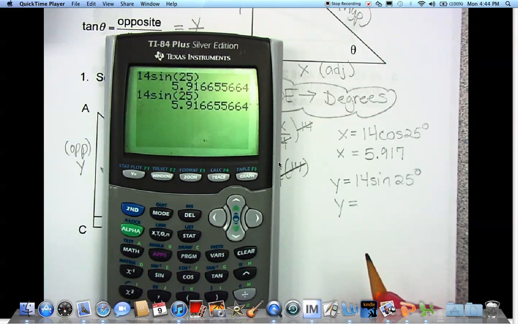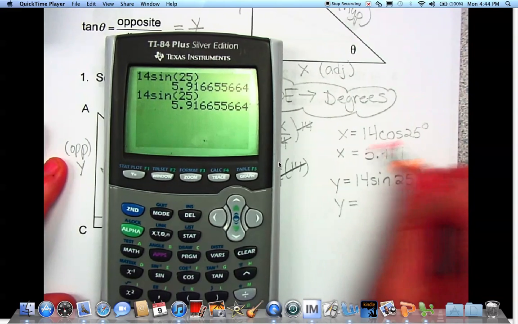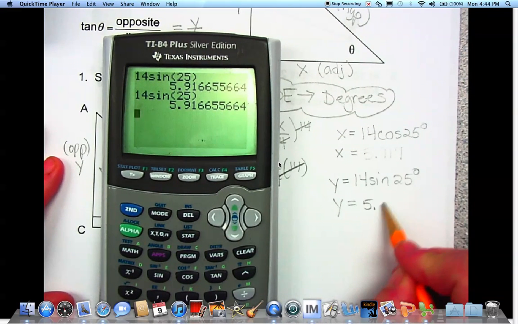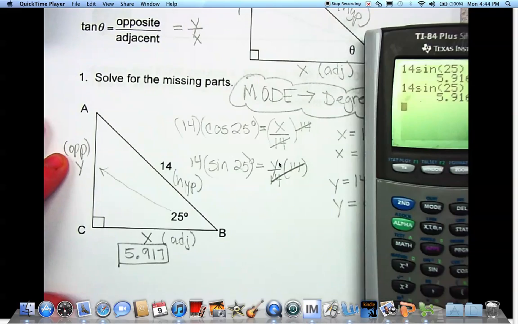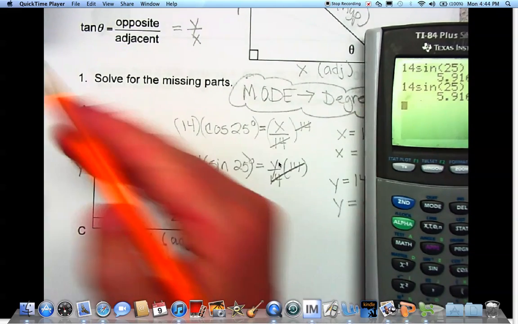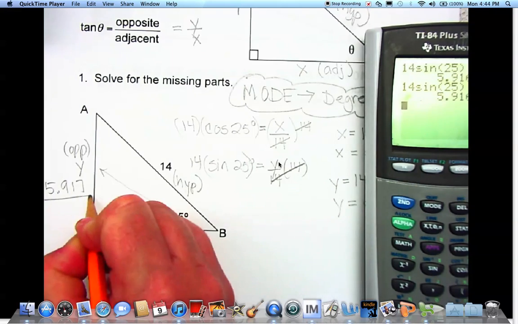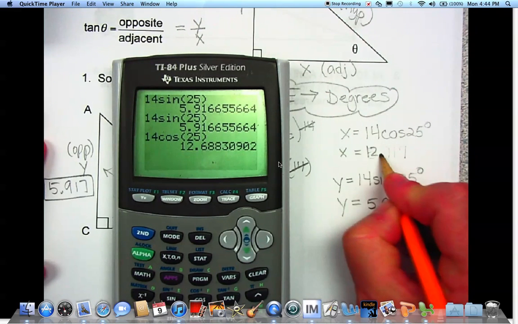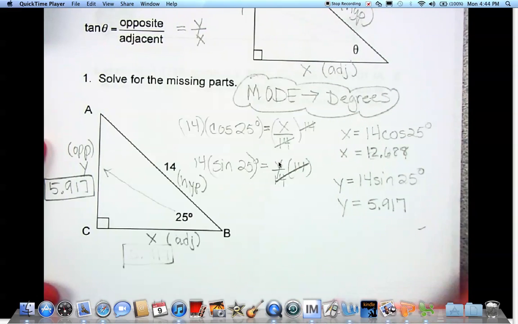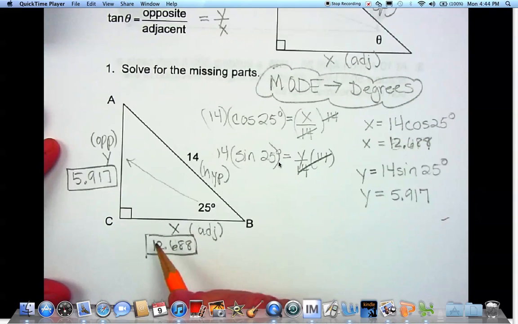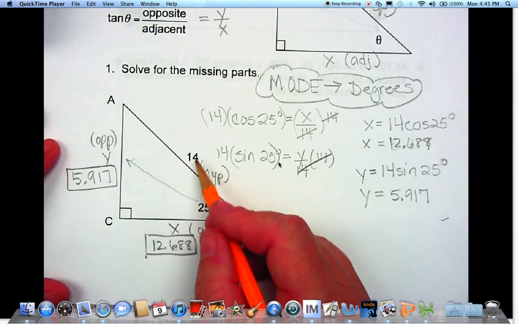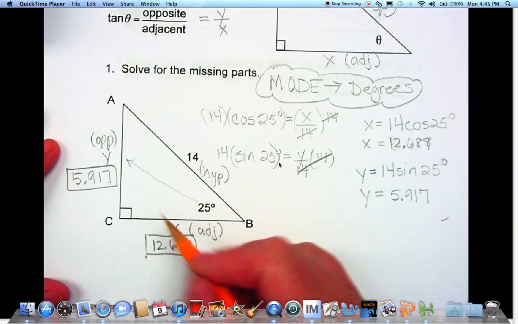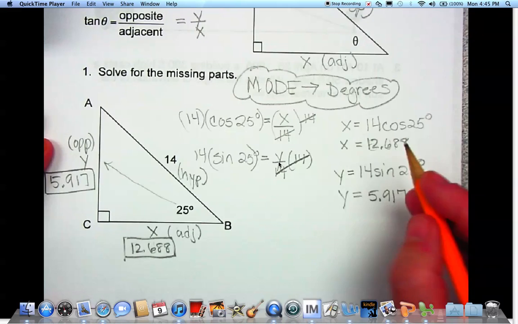Whoops. I did sine last time, didn't I? So sorry. This one is 5.916 or 917. Let's change this. 5.917 for sine. Cosine, sorry about that, 14 cosine of 25 is 12.688. Okay, and let's check and make sure it makes sense. The hypotenuse is 14, and it should be the longest side, and it is longer than 12.688 and 5.917. Okay, so these are good.